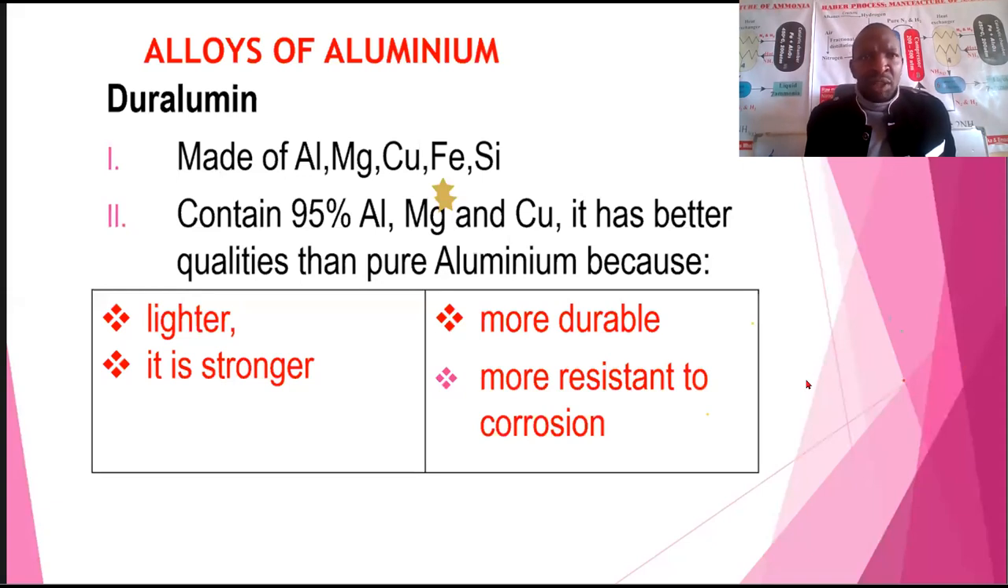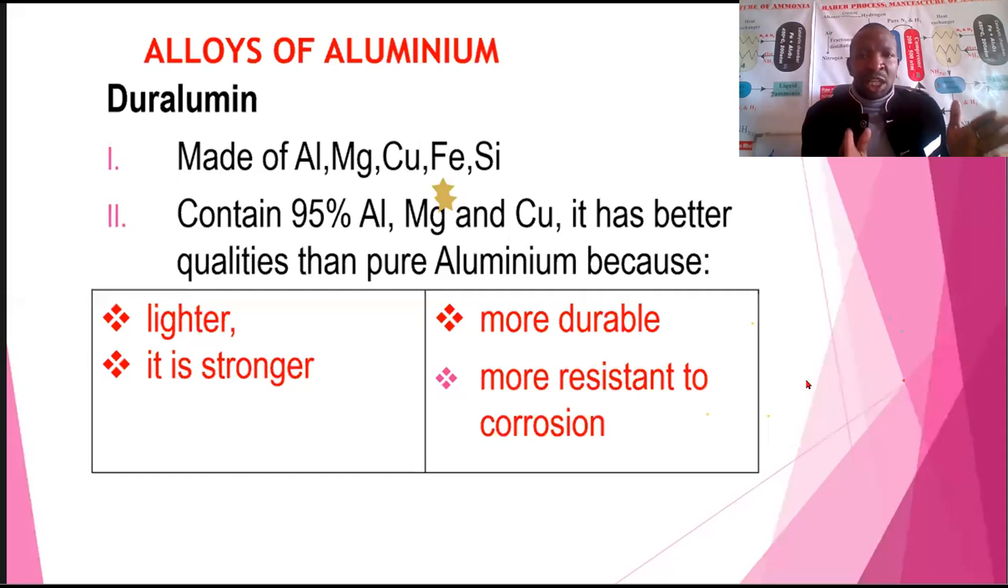What's the main role of duralumin? Duralumin is an alloy of aluminium. So it's not something that is added to the electrolytic cell. It's very much important for you to be able to understand. So are you getting me? Somebody to unmute himself, and of course I want to get that point.